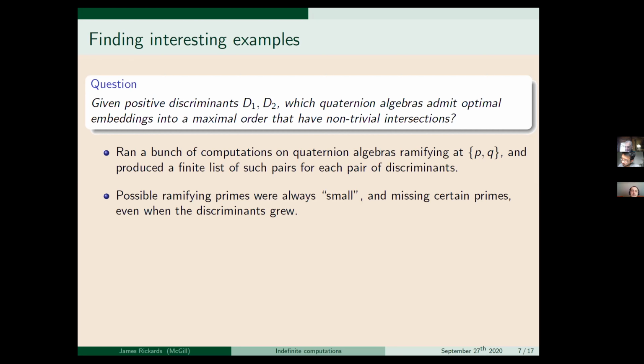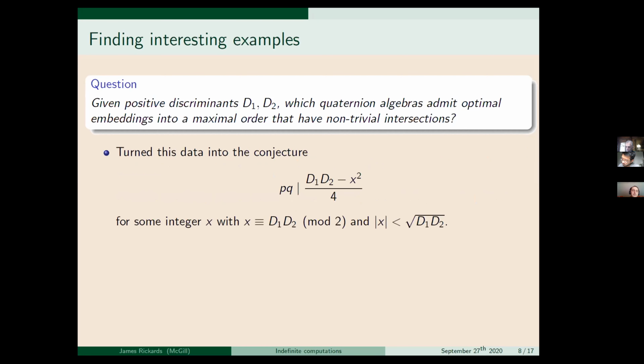So kind of the first thing that I found with this was inspired by the work of Gross and Zagier. This turned into the conjecture that if there is a non-trivial intersection, then this following equation has to be true: P times Q divides (D1 D2 - x^2)/4 for some integer x, that's equivalent to D1 D2 mod 2, and it's bounded by the square root of D1 D2. So already from the get-go, if you fix a D1 and D2, there's finitely many choices of x.